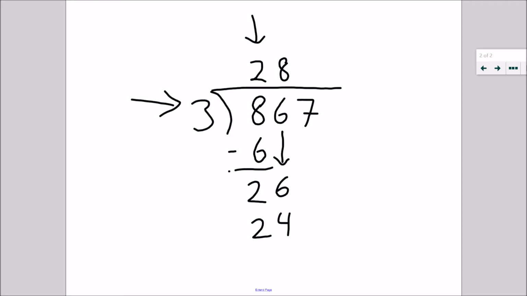Now that means that those hundreds are completely gone. I'm done with the hundreds. Those are going to cancel each other out. And 6 tens minus 4 tens, I have a remainder again of 2 tens.